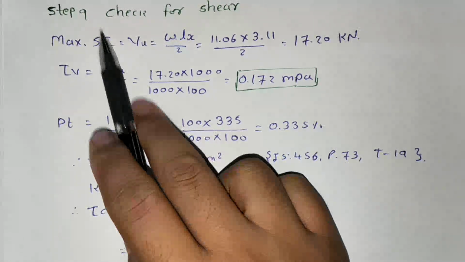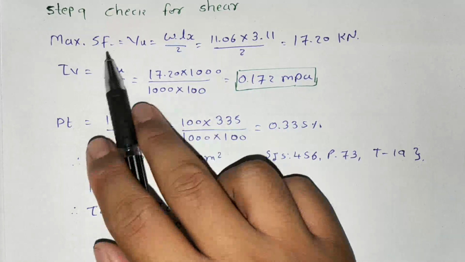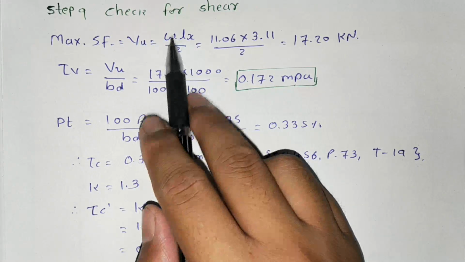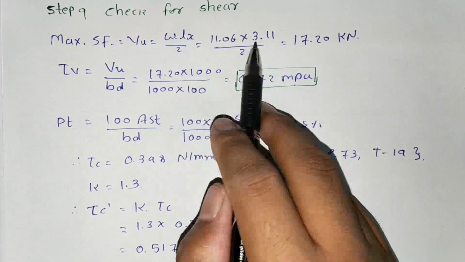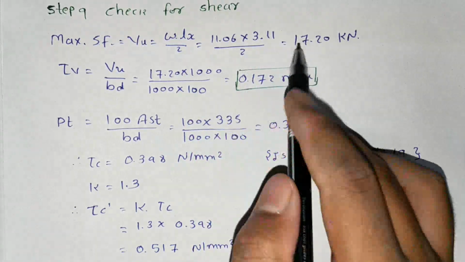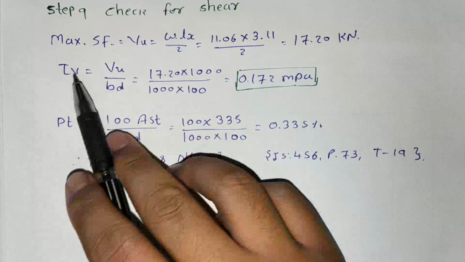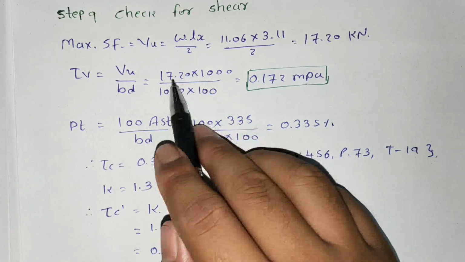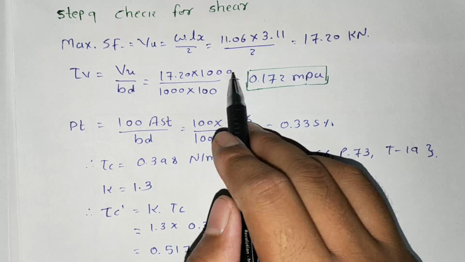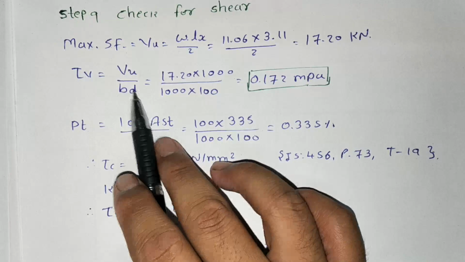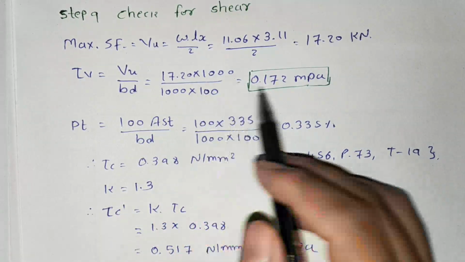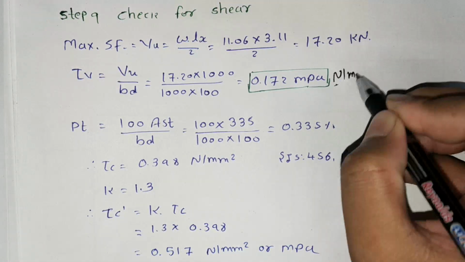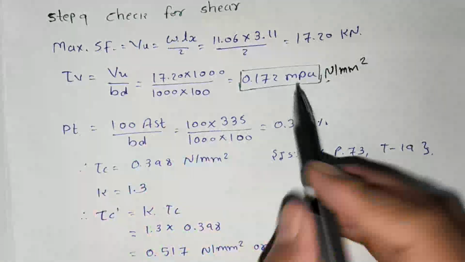This is the last check, for shear, in which we have to calculate the maximum shear force, Vu. Vu is W into Lx by 2. W is the factored load 11.06 and length in x direction is 3.11, divided by 2. We got 17.20 kilonewton. The equation is tau V is equal to Vu by Bd. Vu is 17.20 kilonewton. We have to record it in Newton, so we will multiply with 1000. The effective width is 1000 mm and depth is 100 mm. So we will get 0.172 megapascal. You can also say Newton per mm square.